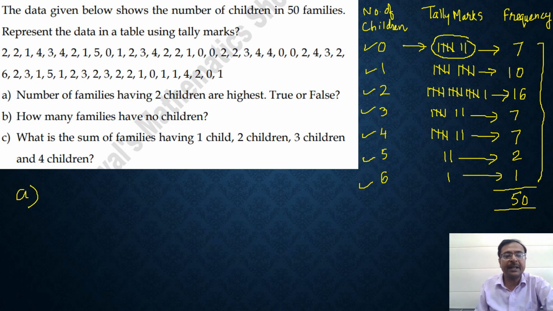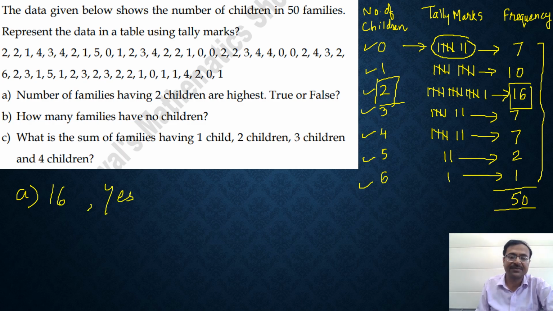A. Number of families having 2 children are highest. True or false? Number of families having 2 children, how many are there? 16. Yes, they are the highest. So it is the highest, 16, because you don't have any other frequency which is higher than that. Look at B. How many families have no children? No children means 0. So how many families are there? The frequency is 7. So the answer is 7 families.